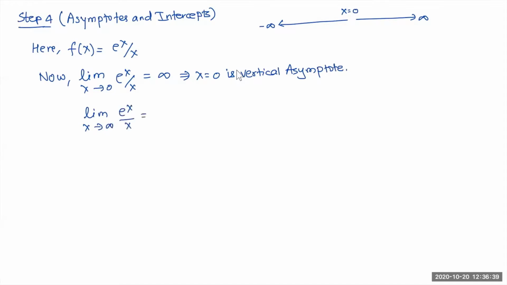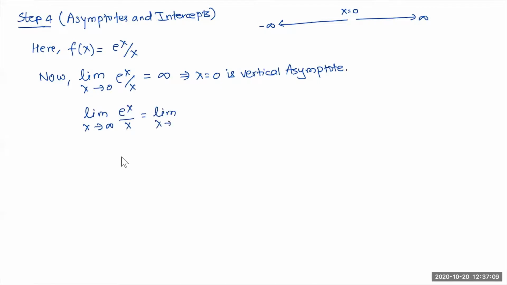You can find this limit by any method you want. In order to find this limit, I'm going to use a special rule called L'Hopital's rule. If you try to plug in infinity, it will be e to the infinity, which is infinity, and in the denominator it will also be infinity. It will be infinity over infinity, an indeterminate form. If you are calculating the limit of an indeterminate form, we can use L'Hopital's rule. And this is how we find that.